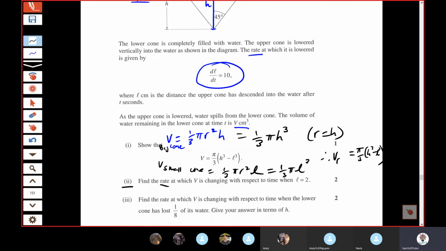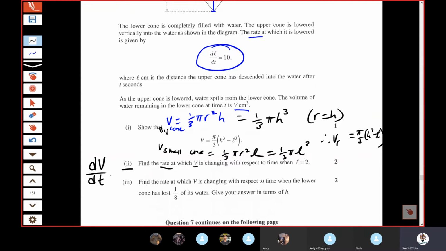Part double I. Find the rate. What are we meant to do? At which V is changing with respect to time. So you're trying to find what? dV on dt, correct. To find dV on dt, it equals dV on something times d something.